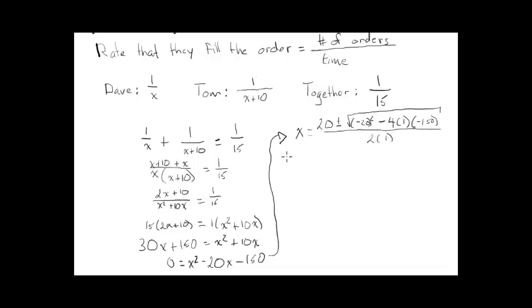So you get two answers. Just use your calculator at this point. x is equal to approximately 25.8, or the second answer gives you negative 5.8. Now this one doesn't work because x must be bigger than 0, because remember x is a time. So therefore x is equal to 25.8, which was Dave's time.